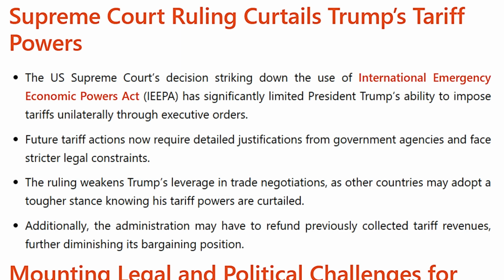Supreme Court ruling curtails Trump's tariff powers. The US Supreme Court's decision striking down the use of the International Emergency Economic Powers Act, IEEPA, has significantly limited President Trump's ability to impose tariffs unilaterally through executive orders. Future tariff actions now require detailed justifications from government agencies and face stricter legal constraints. The ruling weakens Trump's leverage in trade negotiations as other countries may adopt a tougher stance knowing his tariff powers are curtailed. Additionally, the administration may have to refund previously collected tariff revenues, further diminishing its bargaining position.